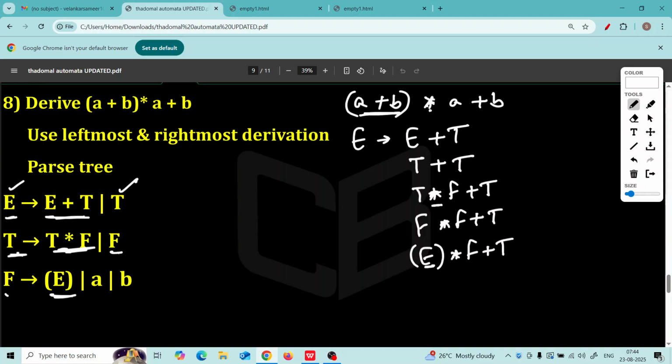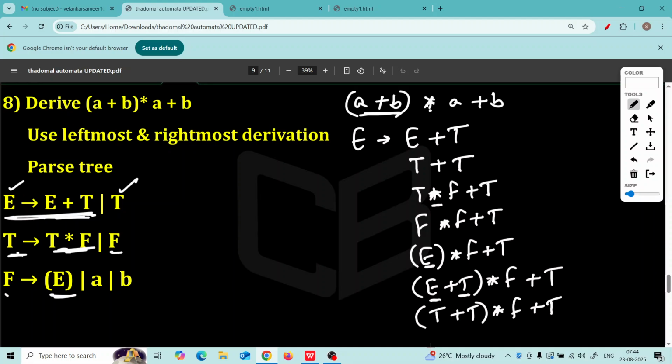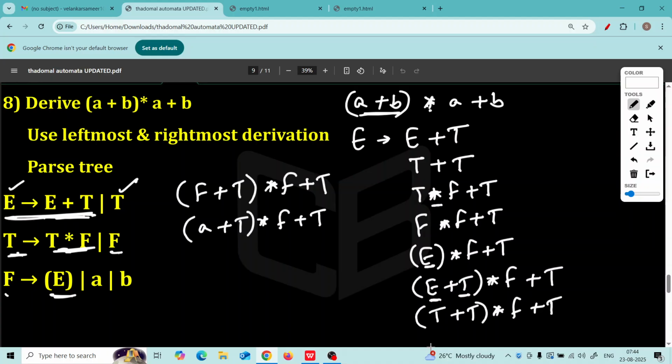This A plus B in the bracket should be given by E, but E gives E plus T, you can use this. So E plus T into F plus T. Now can you get A over here and B over here? Yes. You can say E gives T. I continue here. Then T gives F and F gives A. Then this T will give F. Then this F will give B.